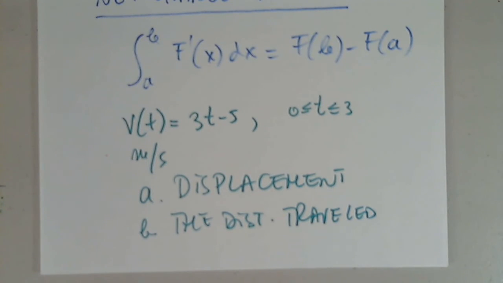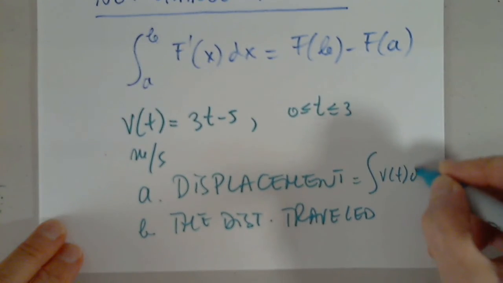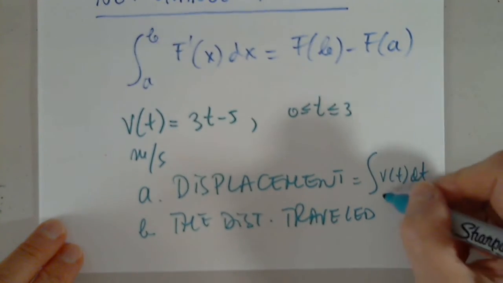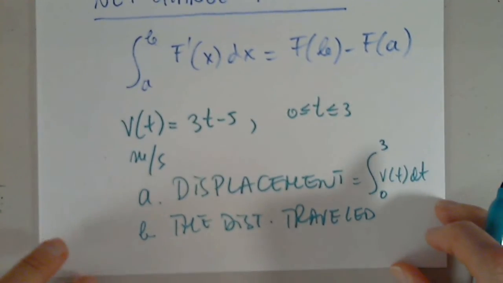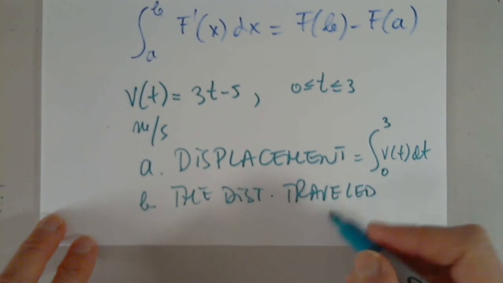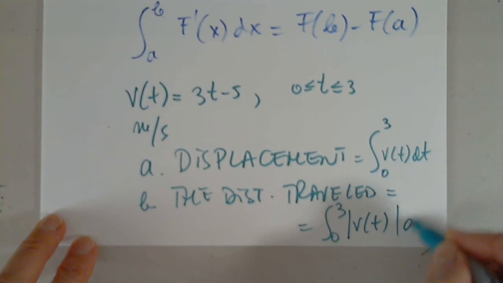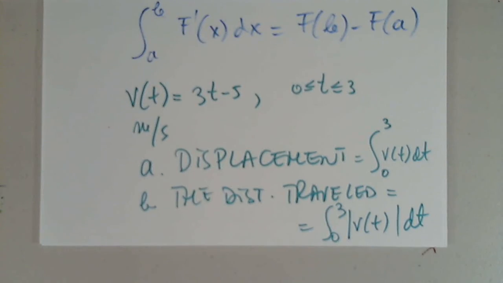So two different things here. First question, the displacement is the integral from 0 to 3 of v of t dt, on the given interval. The distance traveled, however, is the same thing, but of course the integral from 0 to 3 of the absolute value of v of t dt. So this is the difference.